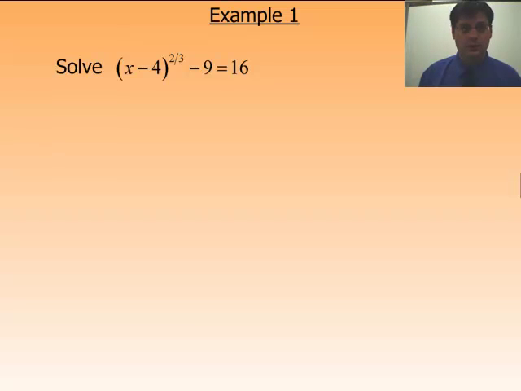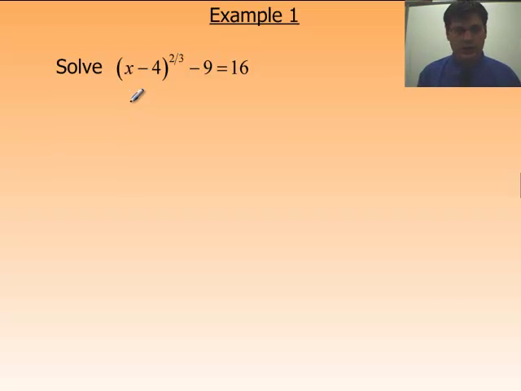In this lesson, we're going to solve radical equations. Here I have (x minus 4) to the 2/3 power minus 9 equals 16. Though this isn't a radical, it could be written as a radical. It has a rational exponent, and the easiest way to solve this is to solve it as a rational exponent.